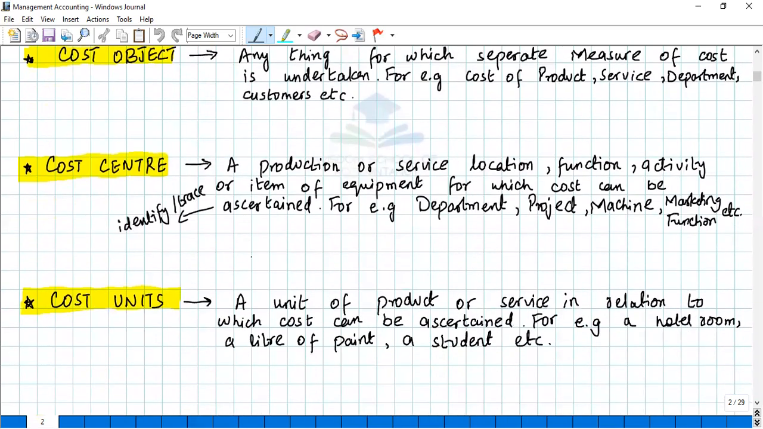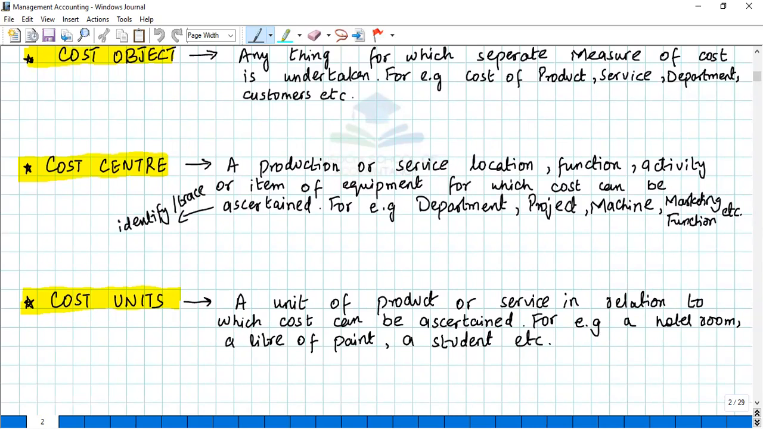The next definition is cost center. Now, what is cost center? A cost center is a production or service location, function, activity, or item of equipment for which cost can be ascertained. A cost center can be any physical location, it can be a function or activity, it can be any equipment for which you can compile, or for which you can separately identify the cost. So that is known as cost center.